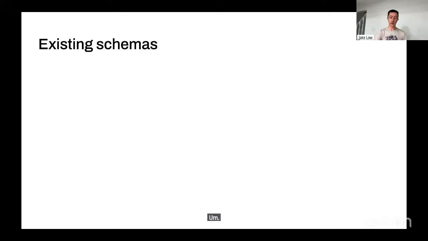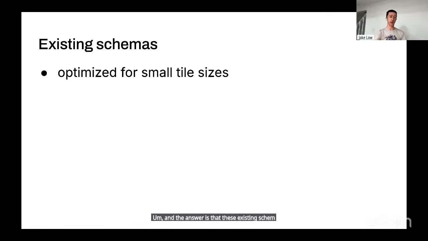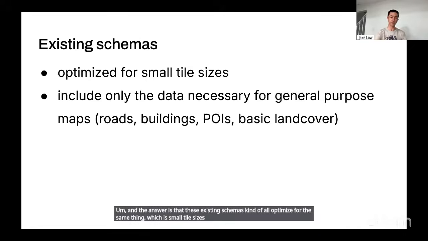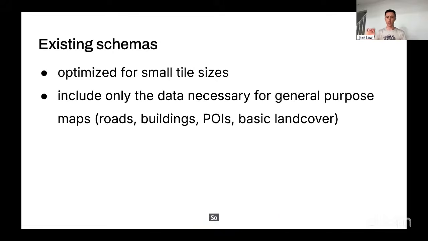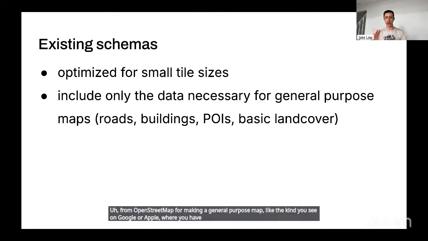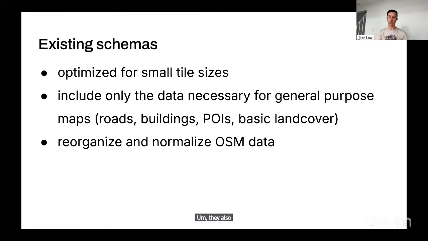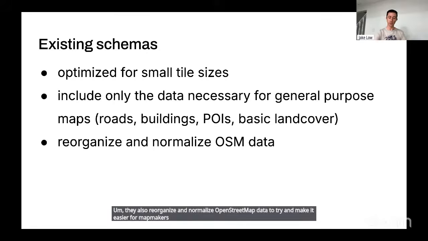And the answer is that these existing schemas kind of all optimize for the same thing, which is small tile sizes for production maps. So they include only the necessary data from OpenStreetMap for making a general purpose map, like the kind you see on Google or Apple, where you have roads, buildings, certain classes of POIs, and maybe basic land cover data. They also reorganize and normalize OpenStreetMap data to try and make it easier for map makers to consume.